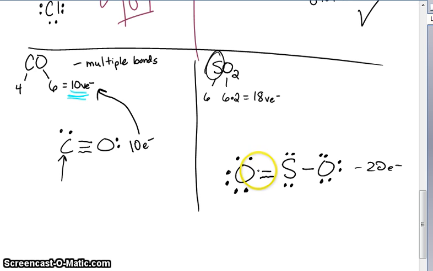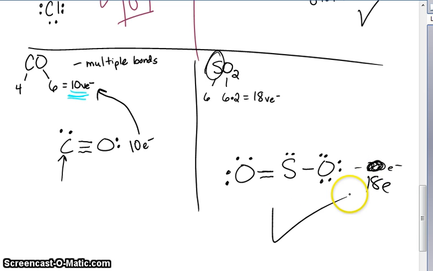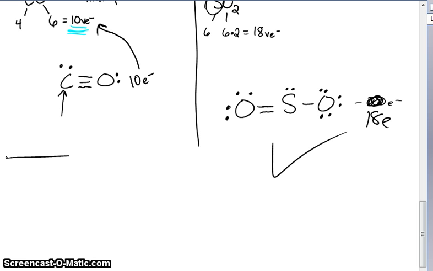I'm going to add a bond right here. And then I'm going to take a pair off of that one and a pair off of that one. And as I count, 2, 4, 6, 8, 10, 12, 14, 16, 18. Now I have 18 electrons. And check, it's done because I wanted 18. Last example is going to have to be fast. So you're going to see that I'm going to pause.